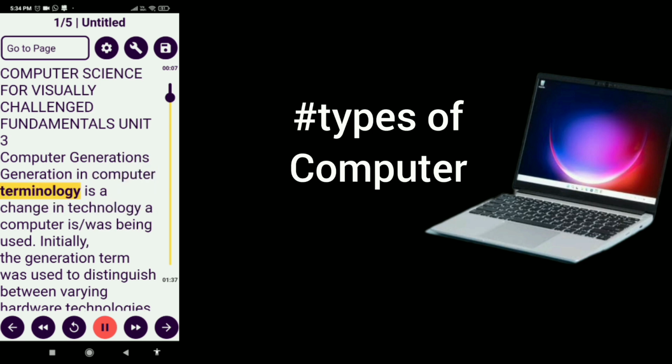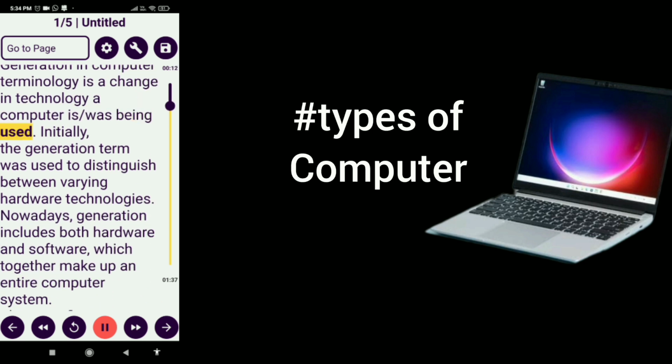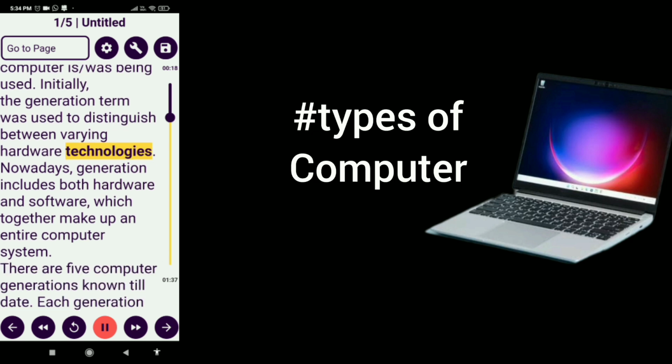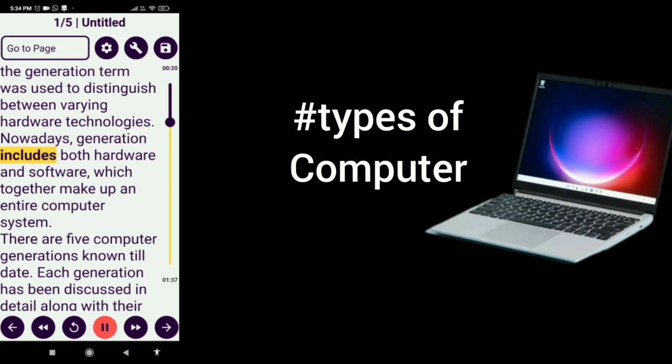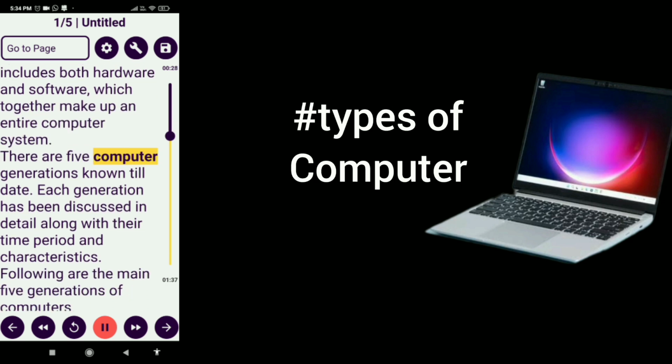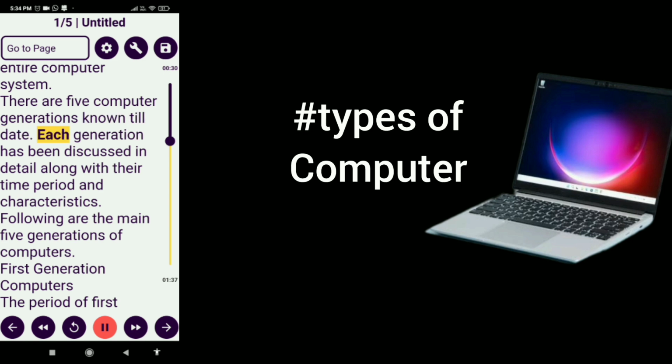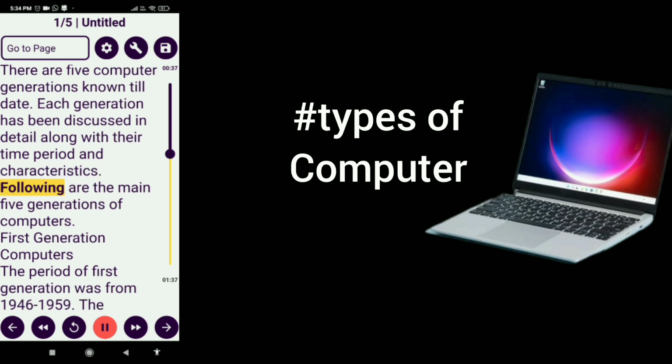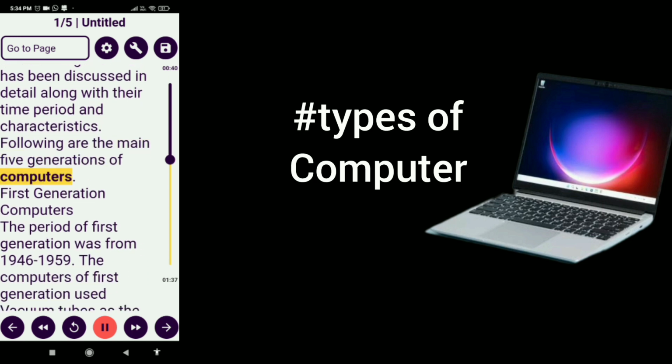Generation in computer terminology is a change in the technology a computer was being used. Initially, the generation term was used to distinguish between varying hardware technologies. Nowadays, generation includes both hardware and software, which together make up an entire computer system. There are 5 computer generations known till date. Each generation has been discussed in detail along with their time period and characteristics. Following are the main 5 generations of computers.